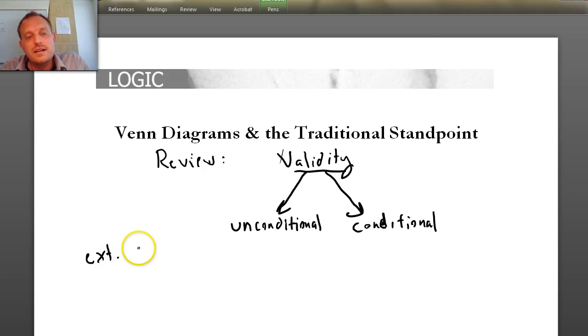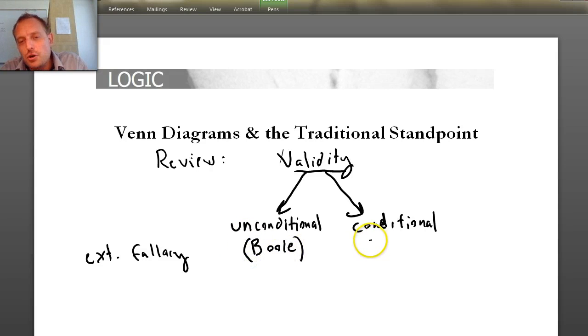And remember, the existential fallacy is the idea that if you make an argument about things that don't exist, you commit the existential fallacy. But there's a debate here between Boole and Aristotle. And again, we've already covered this, but it's so important and so pivotal. I think it's critical to go over it again. And the debate really is between George Boole and Aristotle.